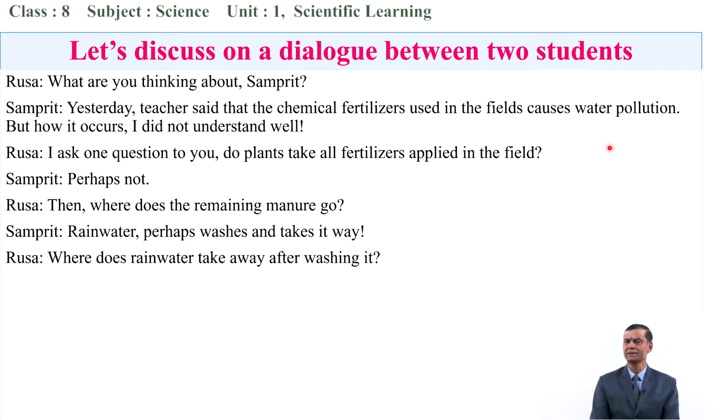Yes, there was confusion for Samprit about the use of chemical fertilizer in the field that can cause pollution in water, which was taught in the class yesterday. So Samprit was in confusion and thinking about that. Then what does Rusha say in response? Yes, Rusha says, "I ask one question to you. Do plants take all the fertilizers applied in the field?" What do you think? Think yourself also. Fertilizer and manure are used in the field. Why are manure and fertilizers used?